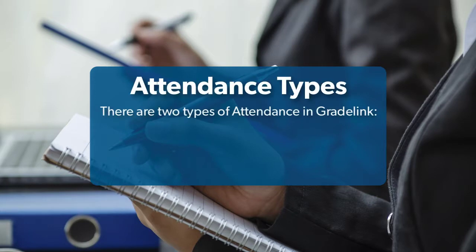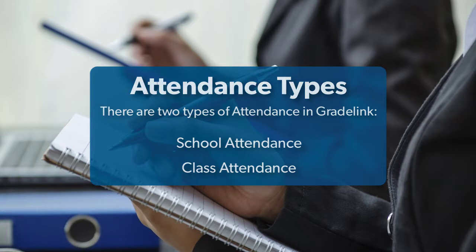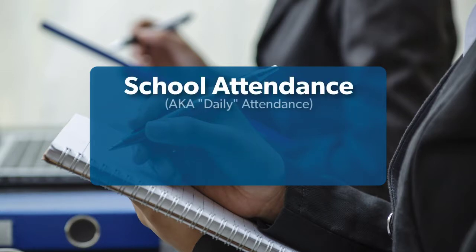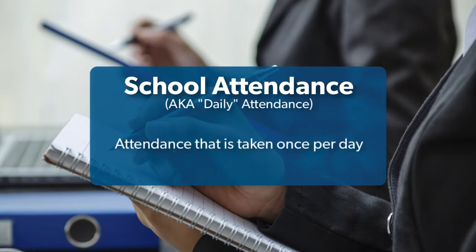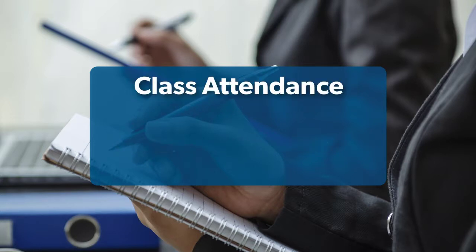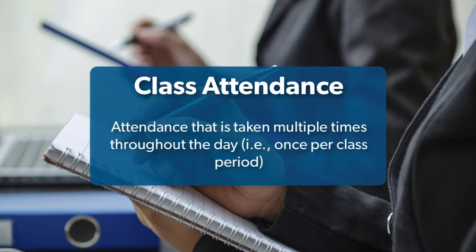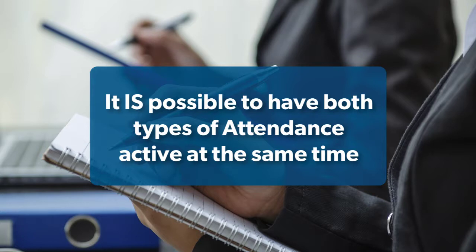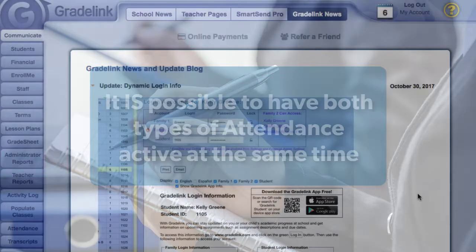GradeLink features two major types of attendance: school and class. School attendance, also called daily attendance, refers to attendance that is taken once per day. Class attendance, on the other hand, refers to attendance that is taken several times throughout the day, such as once per class period. Administrators should note that it is possible to have both school and class attendance active at the same time. Let's get started.